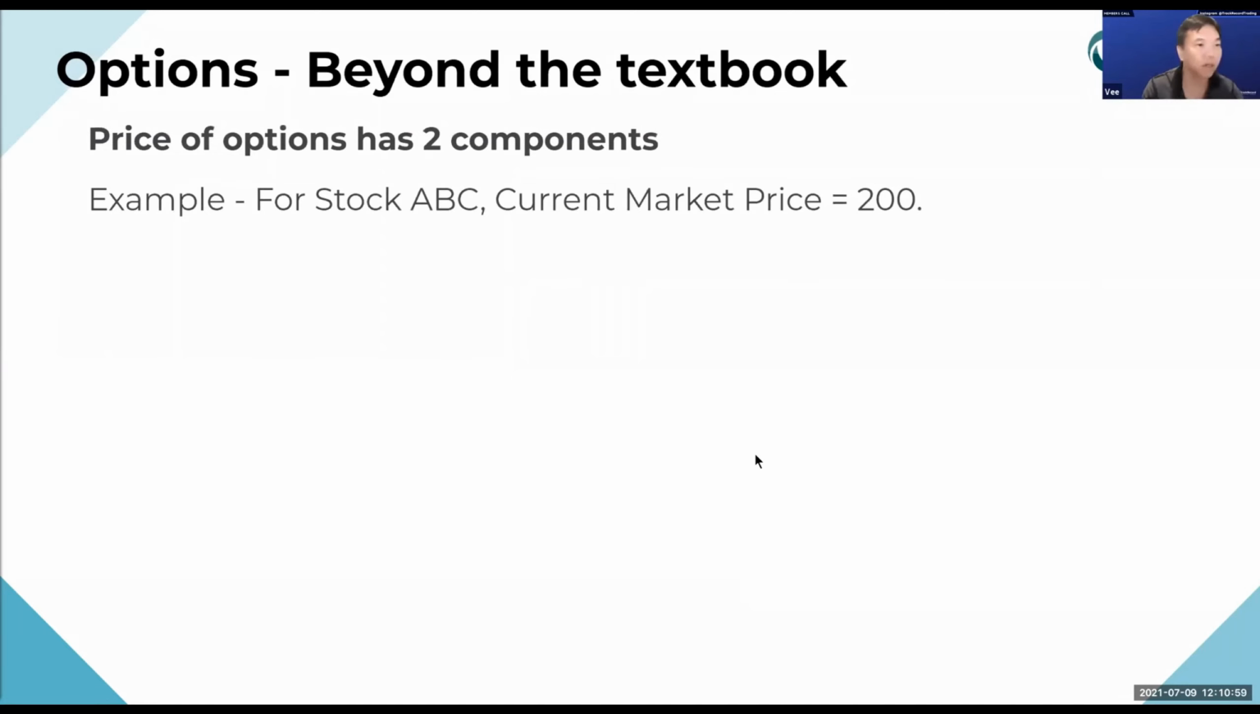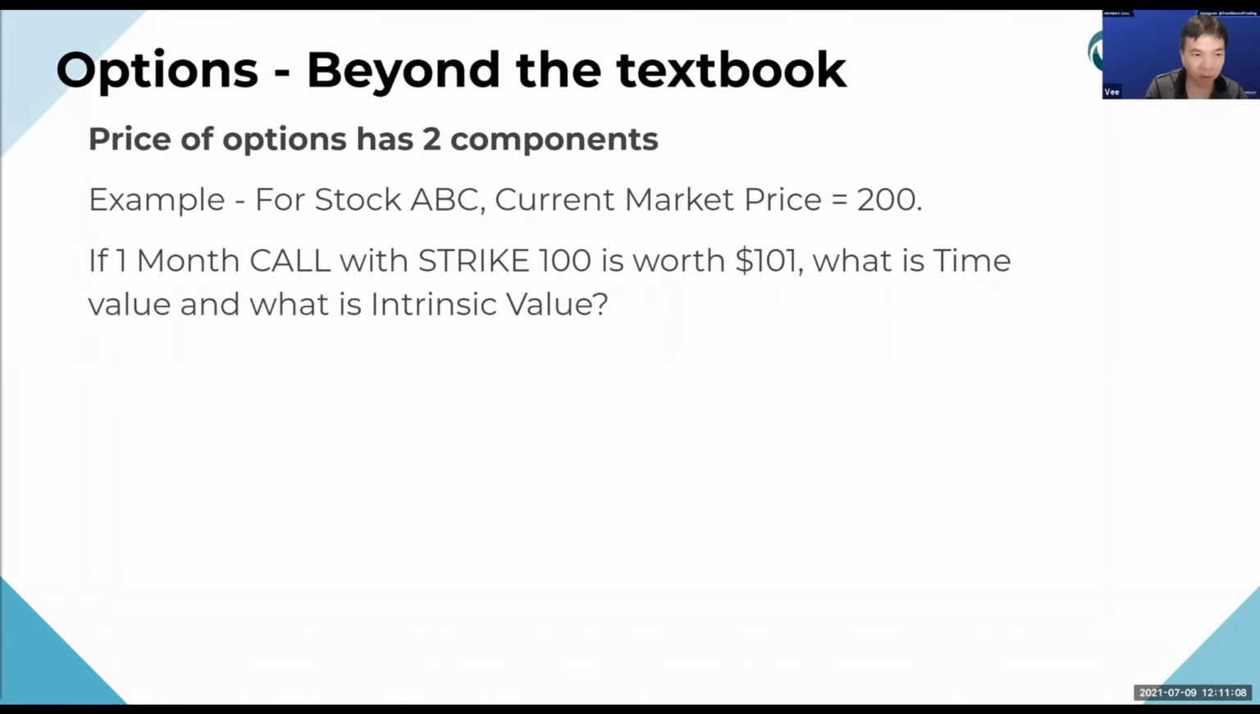For example, for this stock ABC, the current market price is 200, and the call option with a strike price of 100 is worth 101, right? What is the time value and what is the intrinsic value? Okay.